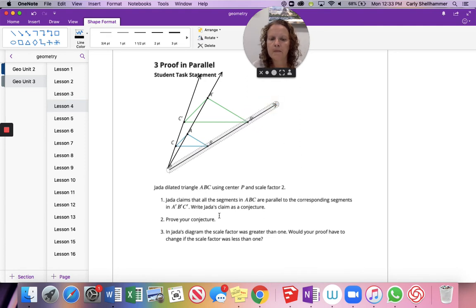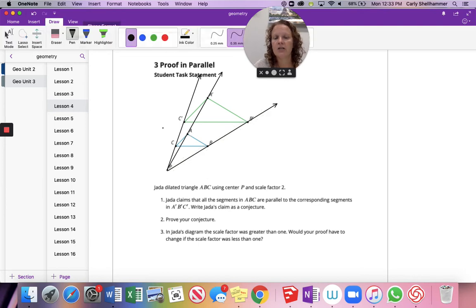All right. Jada claims that all segments in ABC are parallel to the corresponding segments in A prime, B prime, C prime. Write Jada's claim as a conjecture. So what we see here is BC, and, well, I can just do this, BC and B prime, C prime. She is conjecturing that these are parallel.